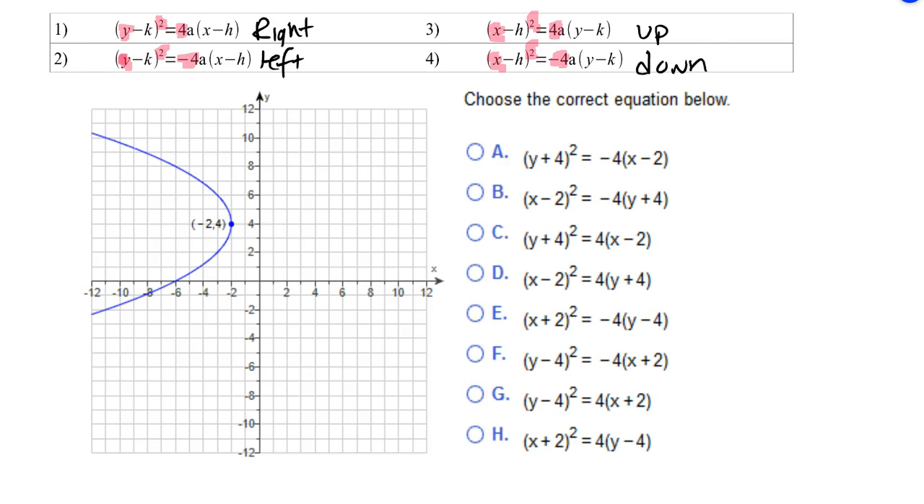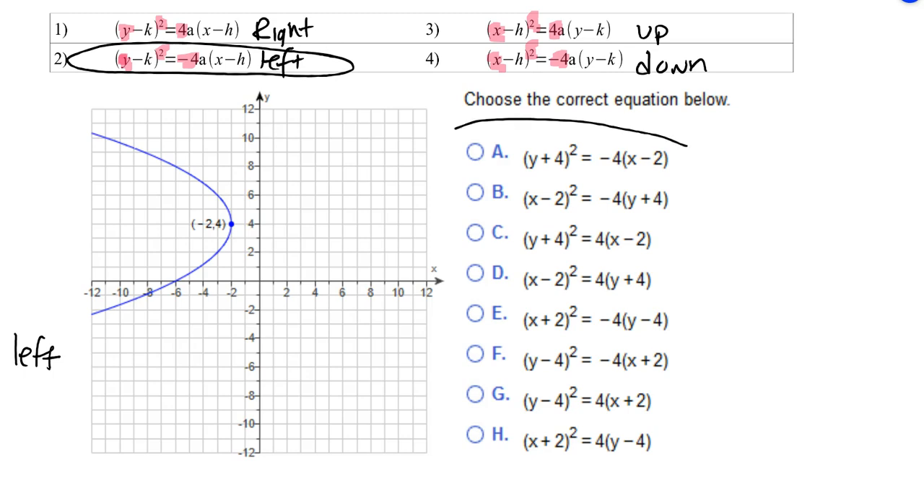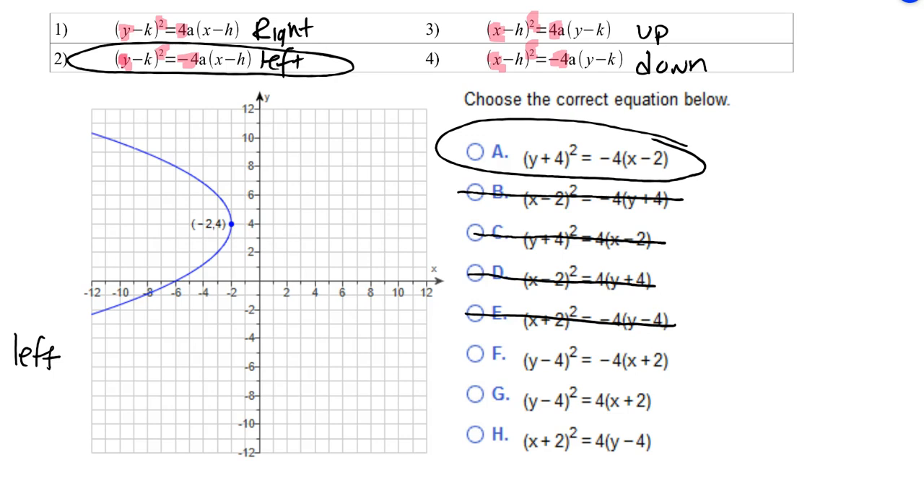So we can see from our picture that we have a left orientation. So we're looking for the squared to be on the y with a negative coefficient. So let's do a little eliminating. We've got the squared on the y with a negative coefficient. This one's got the squared on the x. This one has the squared on the y, however, it's a positive coefficient. This squared is on the x. This one has the squared on the y with a negative coefficient. Squared on the y, positive coefficient, squared on the x. So now we're down to 2.